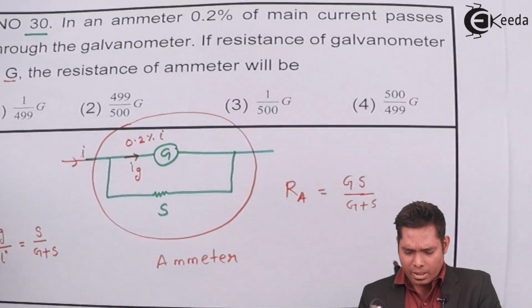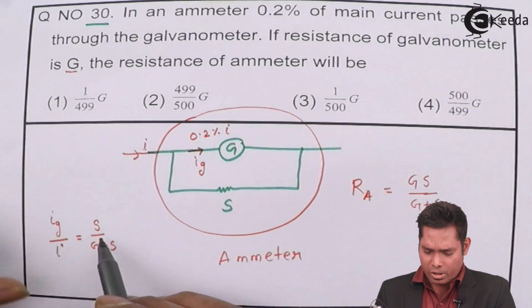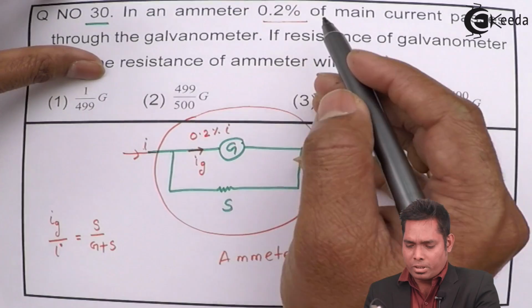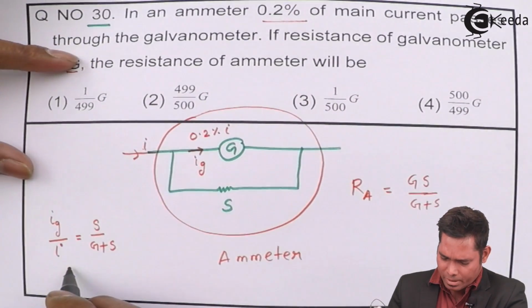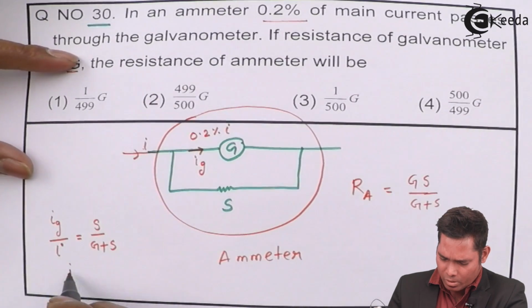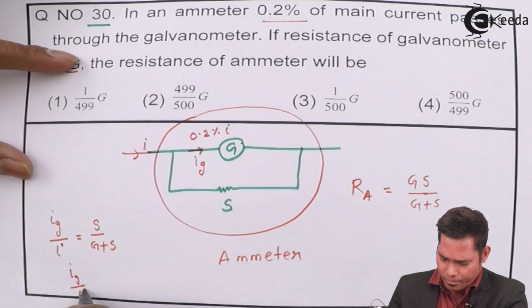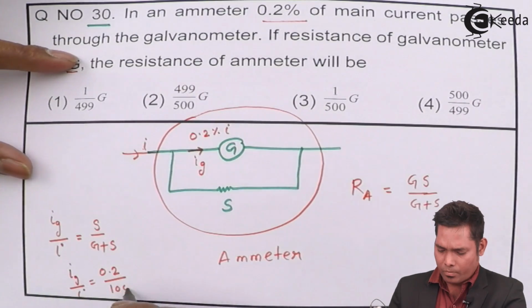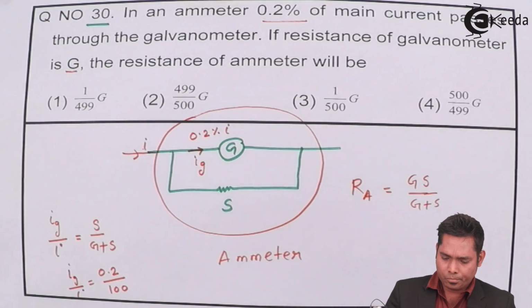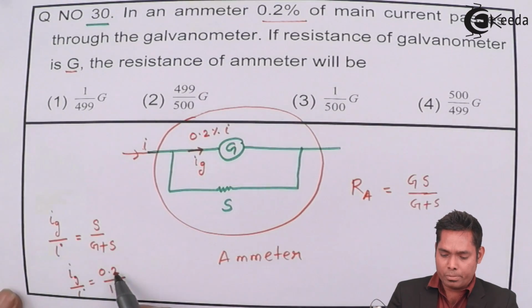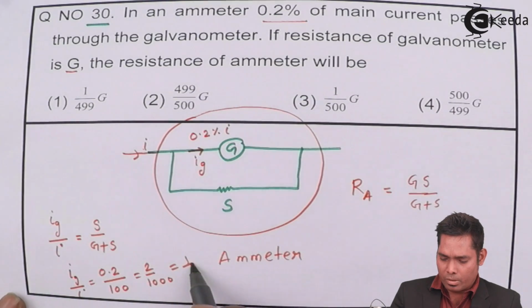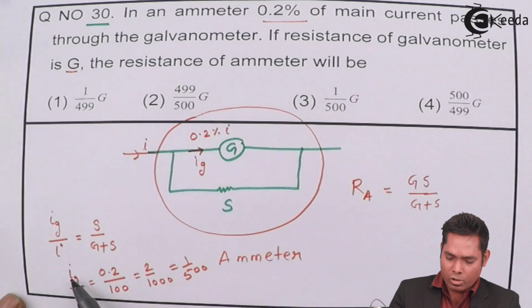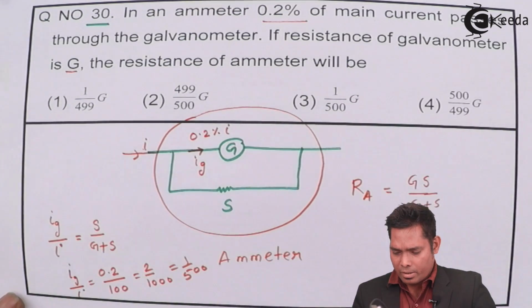Now coming back to the question, I have used this expression for Ig over I, and it is given that Ig is 0.2% of the main current. That means Ig over I is 0.2%. Out of 100, 0.2 is passing. That means this is 2 by 1000, which is 1 over 500. So Ig over I is 1 over 500.